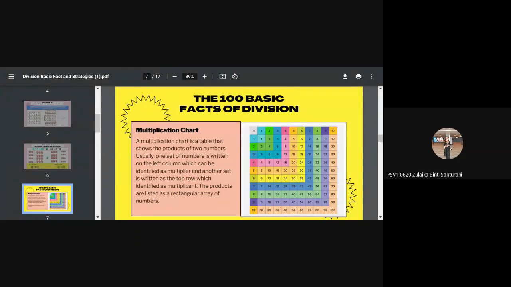Okay, next is the 100 basic facts of division. First, the multiplication chart. A multiplication chart is a table that shows the product of 2 numbers. Usually, one set of numbers is written on the left column, which can be identified as the multiplier, and another set is written as the top row, which is identified as the multiplicand. The products are listed as a rectangular array of numbers. Next slide.